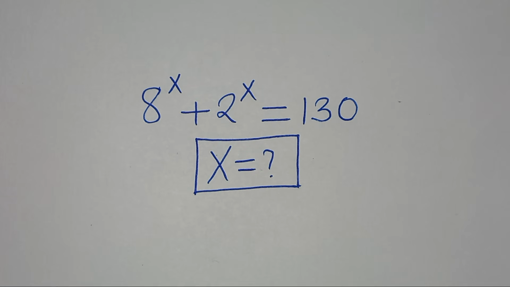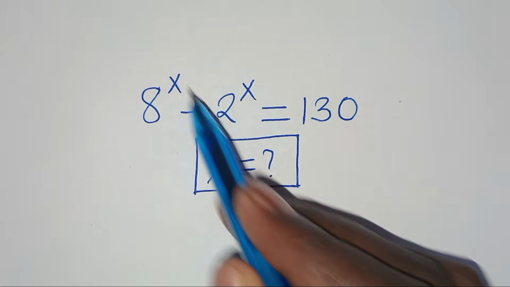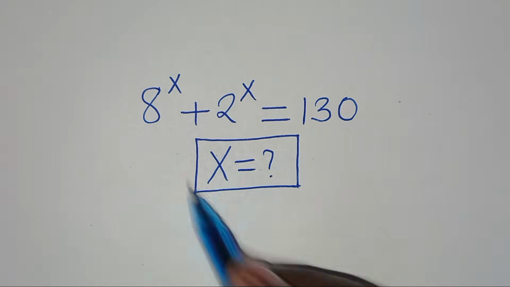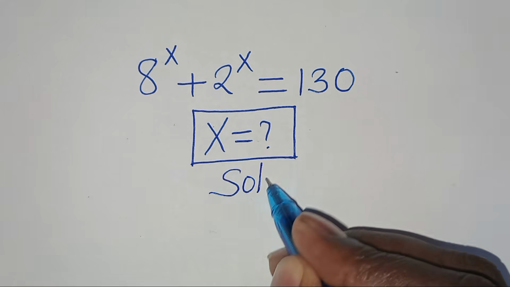Hello everyone, you're welcome to solve this nice math problem, which is 8 to the power of x plus 2 to the power of x. This is equal to 130. So what is the value of x? So let's provide a solution from here.